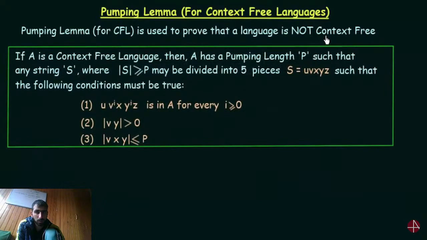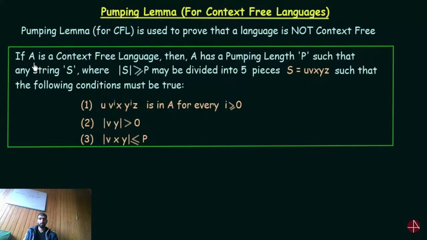Alright, so let's see how we can do it. If A is a context-free language, then A has a pumping length P such that any string S where the length of S is greater than or equal to P may be divided into 5 pieces S equal to U, V, X, Y, and Z such that the following conditions must be true.